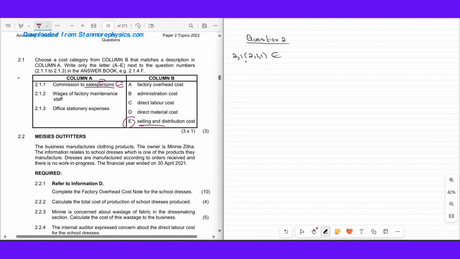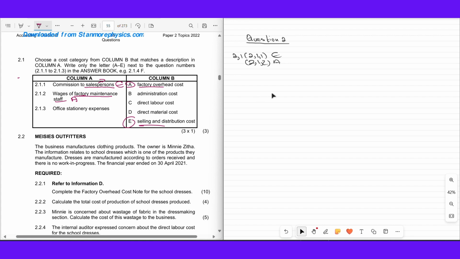Then we have 2.1.2. They are saying that wages of factory maintenance staff. So this is factory overhead cost because they said factory maintenance staff. So we are going to say A.